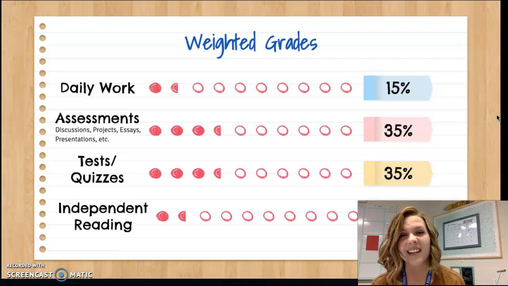We'll also have an assessments category, and assessments just include things like discussions, projects, essays, presentations, and things like that. And those things will be worth 35% of your grade. Tests and quizzes will be worth 35% of your grade. And then independent reading, which we'll do reading counts, will be worth 15% of your grade.